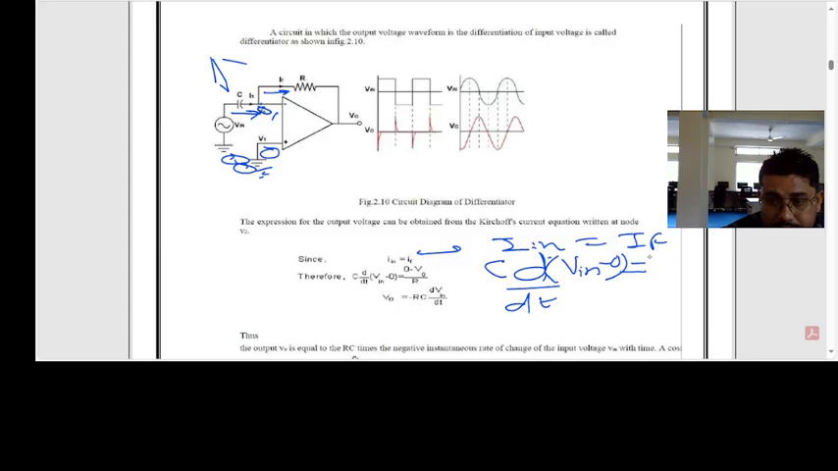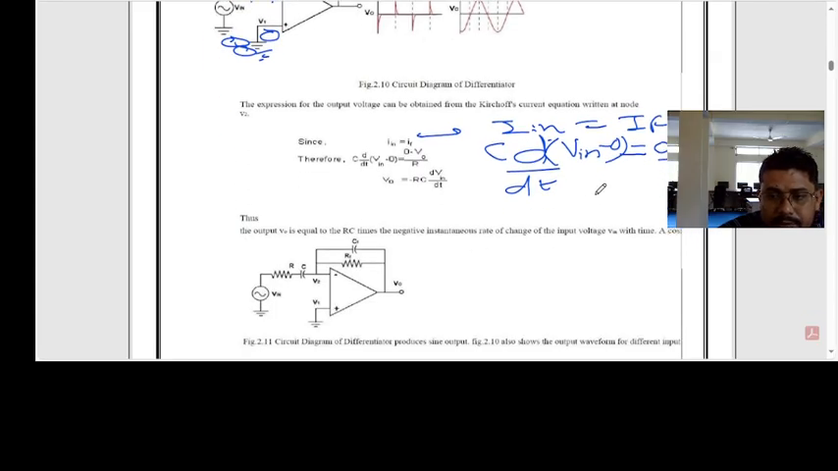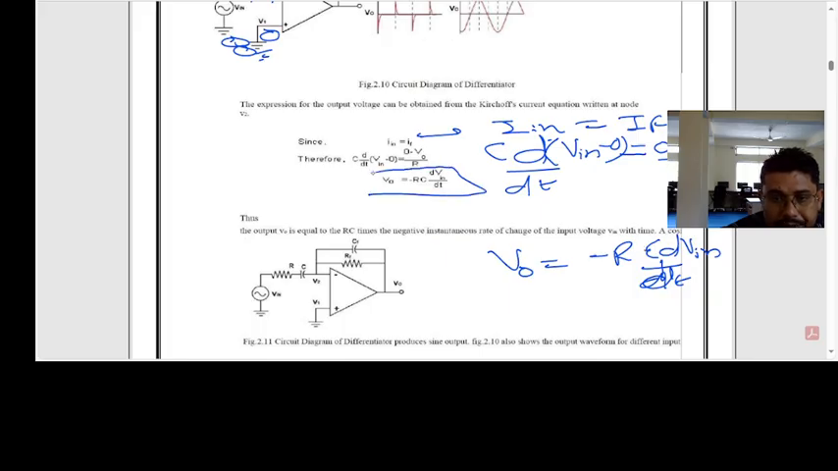How can we write IF? IF equal to 0 minus V0 divided by R. Rearranging this, V0 equal to minus RC into dVin by dt. Here the output is the differentiation of the input.